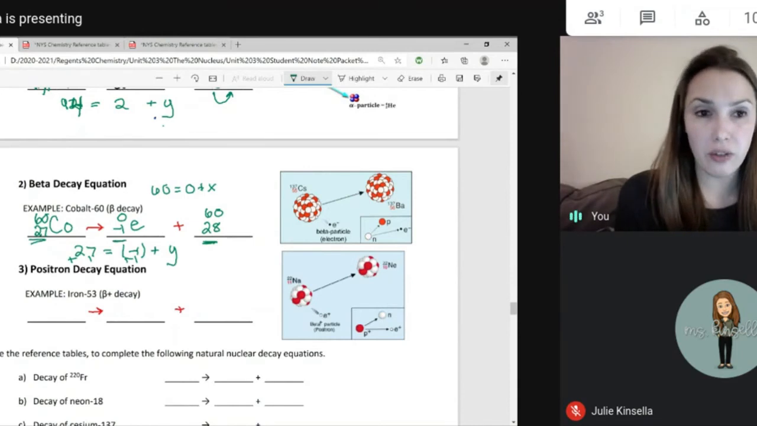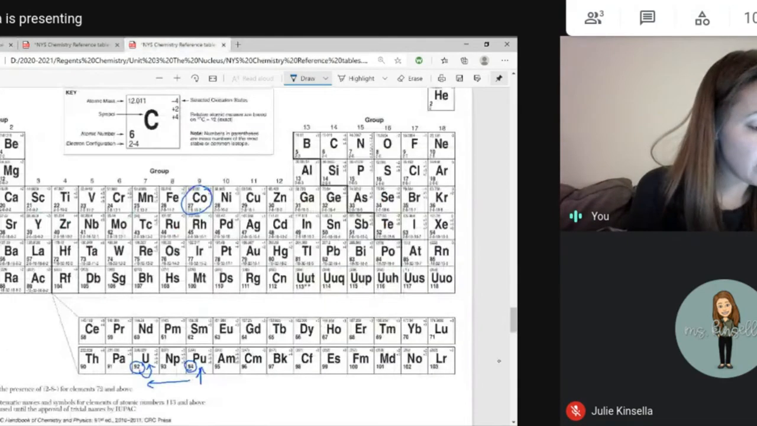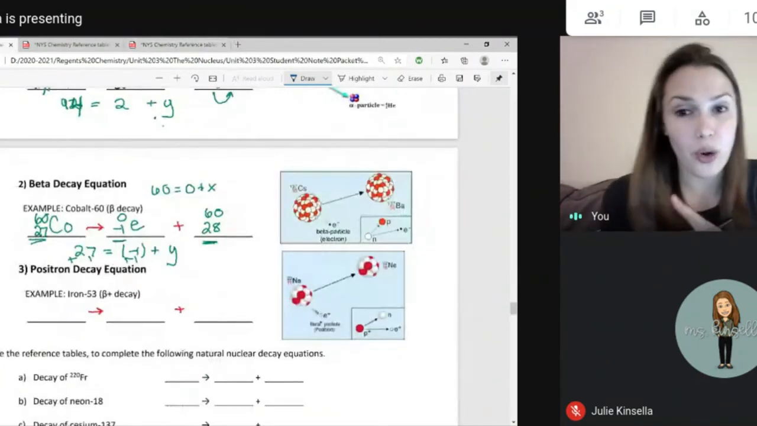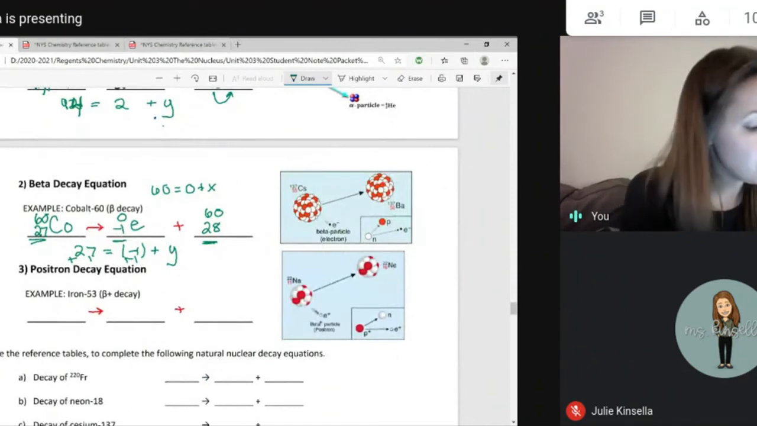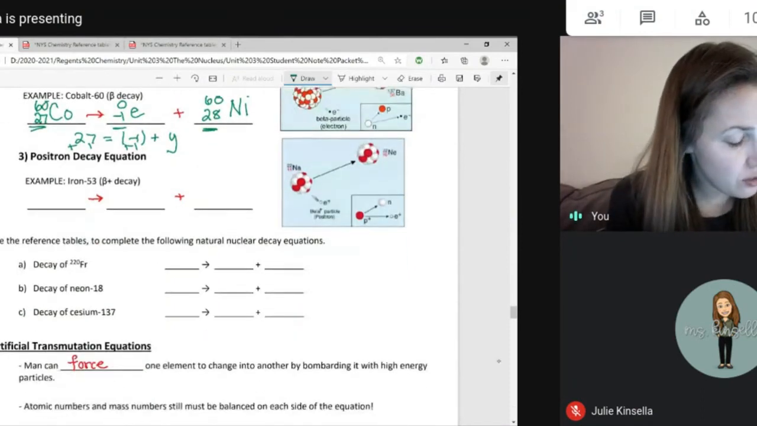So be very careful with beta decay. It's the hardest one, I think, out of the group for most students. Now that I know it's 28, I can come over here. Atomic number 28 is no longer cobalt because you remember atomic number changed. So this would be now nickel. Okay, and then with this positron decay, we have iron 53. So iron is Fe 53.